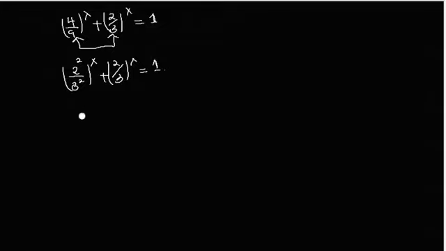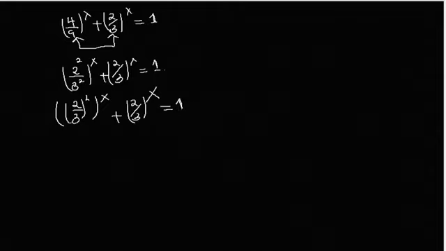So we can quickly see that 2 squared over 3 squared can be written as 2 over 3 squared, everything to the power of x, plus 2 over 3 to the power of x, and that is equal to 1.